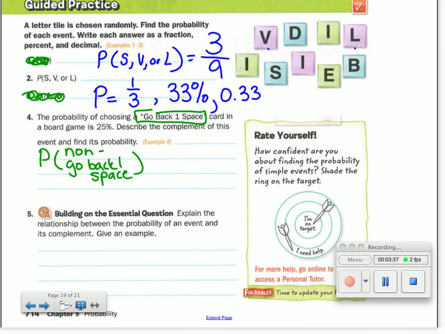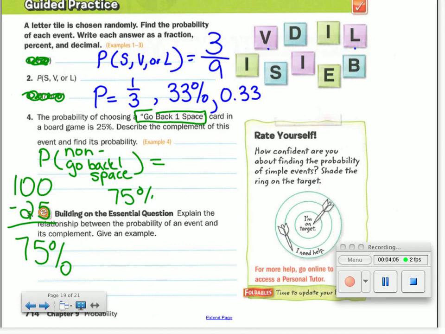All right. Now, if we want to know if this is 25%, what is left over? Who said? I could kind of hear it whispered. What is it? 75. Yeah, because you're basically taking the 100%, minusing the 25% for the go back 1 space, and you're left with 75%. Meaning it's 75% chance. What is that as a decimal? Does anyone know?